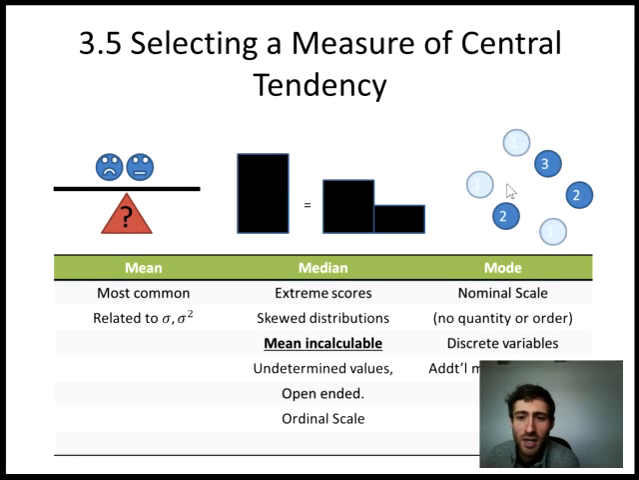And that's why that's a good measure to use for central tendency when you have some sort of nominal scale, just sort of names of things. So here's a little summary of when to use which type of central tendency.